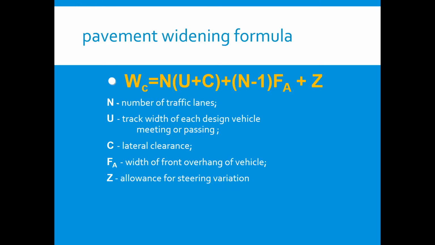Pavement widening on curves is the difference between the pavement width required on a curve and that used on a mid-block section. The pavement width required on a curve can be calculated using the formula shown on the slide, where N is the number of traffic lanes, U is the track width of each design vehicle meeting or passing, C is the lateral clearance, F is the width of front overhang of vehicles, and Z is the allowance for steering.